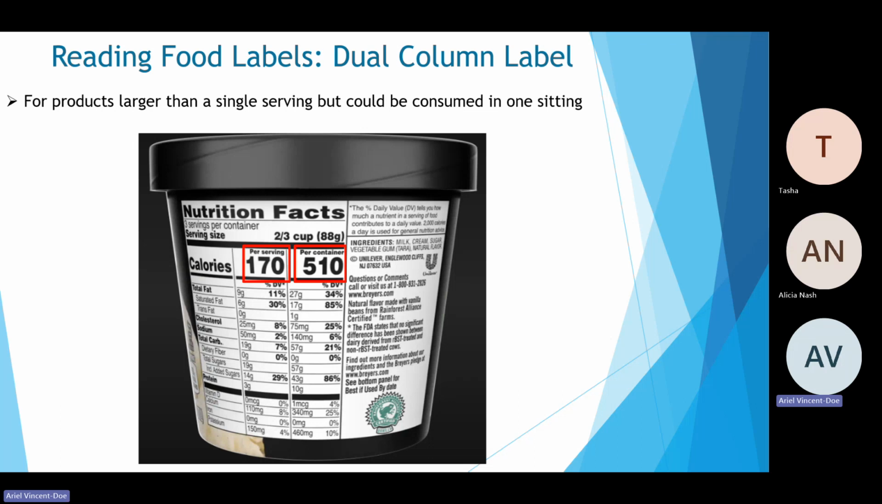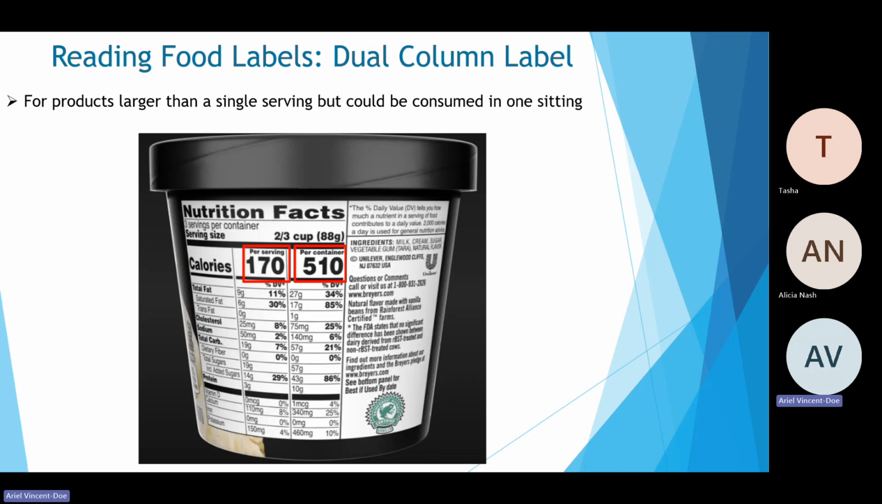Okay, so that was the single column label. Let's look at the dual column label. This is for products larger than a single serving but that could be consumed in one sitting. So we have here ice cream. Per serving, it's 170 calories, but if you eat the whole container, it's 510.